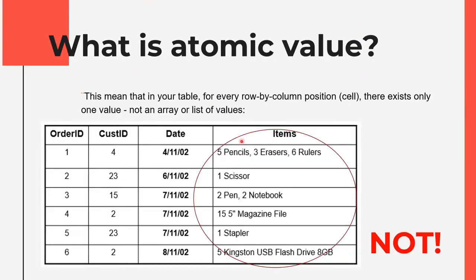So what is the atomic value that I mentioned earlier? These are examples of a non-atomic value. This item has many values in a single row, so this is not an atomic value. An atomic value means that in your table, for every row and column position of a cell, there exists only one value, not an array or a list of values. So you must remember this.